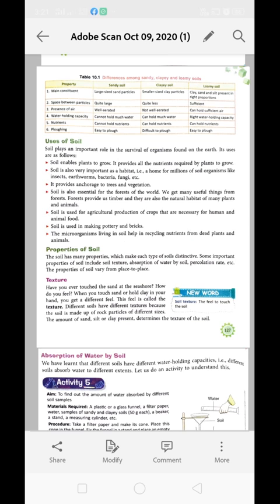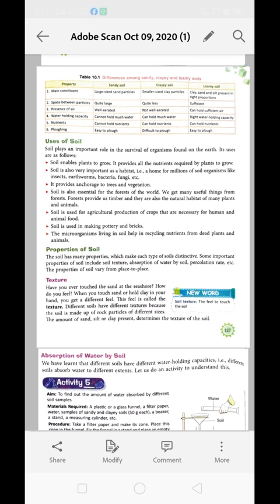Next, soil is also very important as a habitat, that is, a home for millions of soil organisms like insects, earthworms, bacteria, fungi, etc. They all live inside the soil. Next, it provides anchorage to trees and vegetation. We know that trees hold the soil with the help of roots so that they stand still on the ground. Otherwise, they would have fallen down. So soil provides them a space to get anchored.